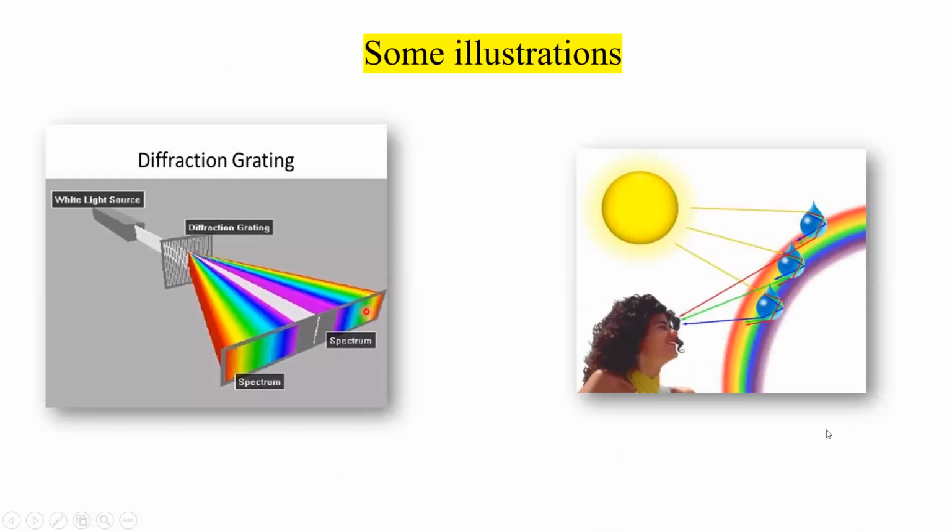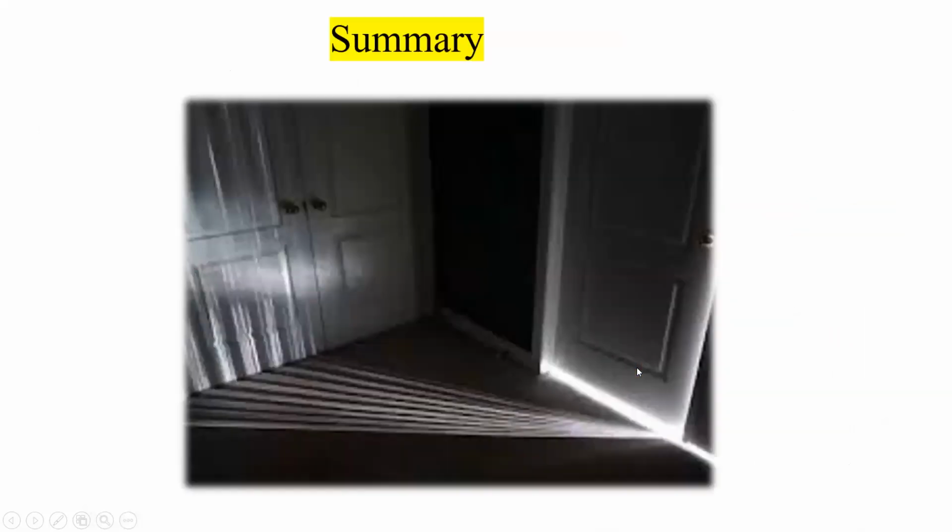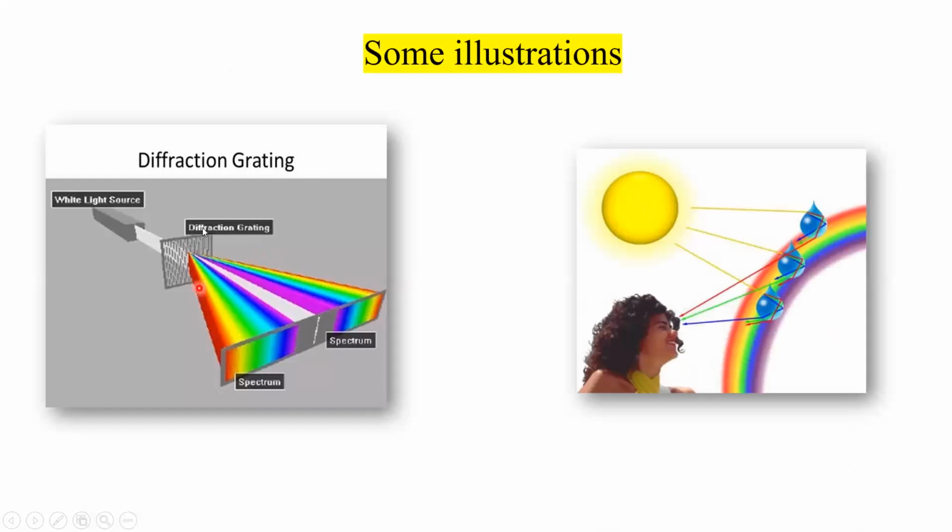Okay. There are some basic illustrations of diffraction. This is a white light source. Diffraction creates a dispersion of the light, from violet to red. A VIBGYOR spectrum is obtained on the screen. This is a good example of a diffraction pattern.